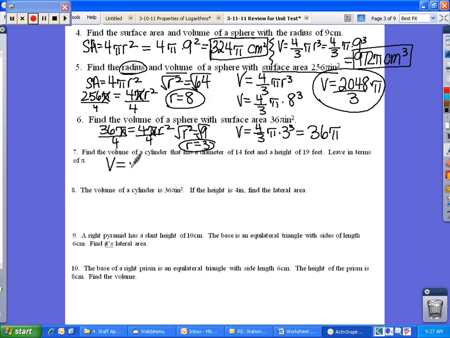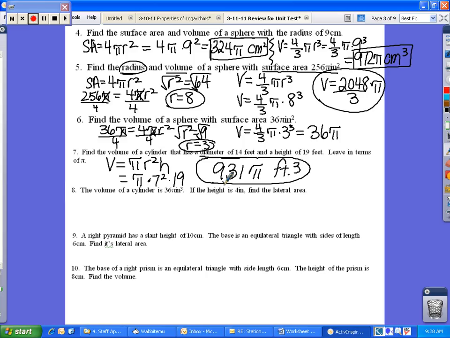Okay, for number 7. 7 is a little bit more complicated. You have to find the volume that has a diameter of 14 and a height of 19. Leave in terms of pi. Since the diameter is 14, what's the radius? 7. It's half the diameter. So pi times 7 squared times 19. So therefore 7 squared times 19 is 931 pi, and that is in feet cubed.